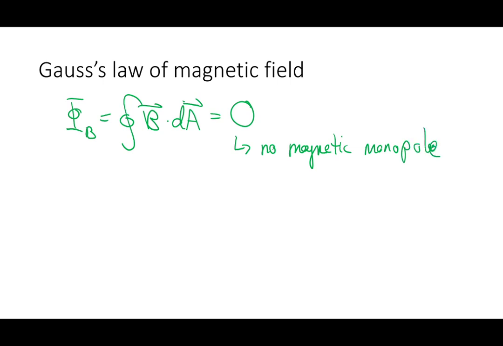Meaning you'll never find a north magnetic pole just by itself, similar to how you would find, say, a negative charge just by itself, where all the electric field would just come in and terminate, so you can have a net negative flux. That doesn't happen for magnetic fields. There is no such magnetic monopole, and this net flux is always equal to zero.